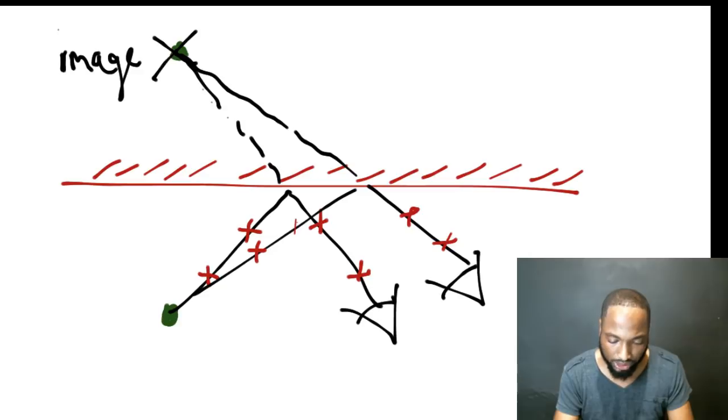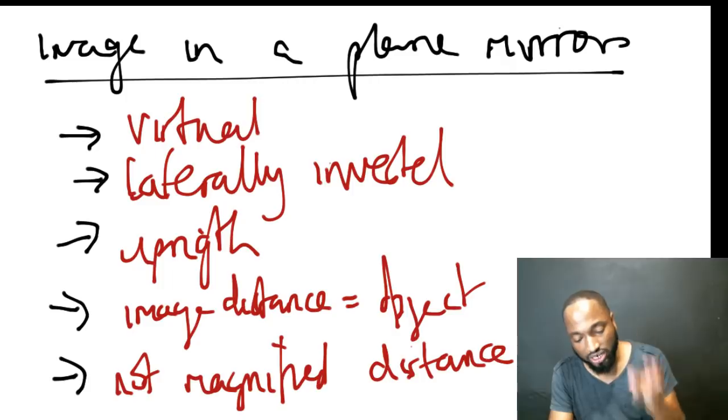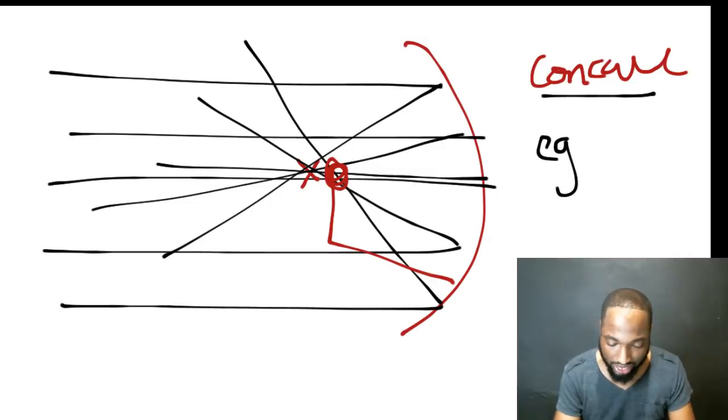How to pinpoint an image behind reflection. Image in a plane mirror. Talking about the image in a plane mirror: virtual, laterally inverted, upright, image distance is equal to object distance, and not magnified.